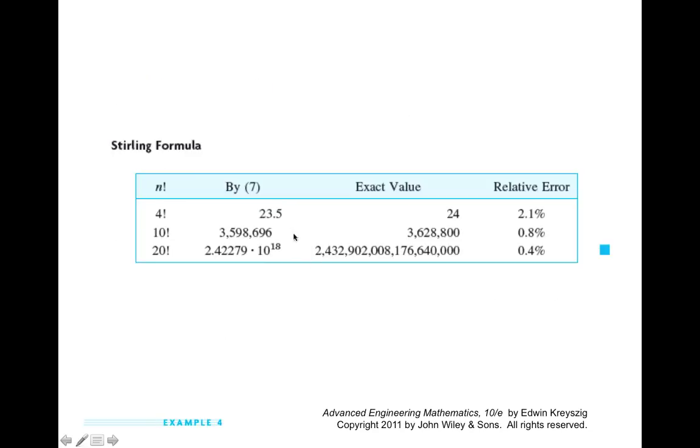So here's some comparisons of our exact formula and Stirling's formula. And as you can see, the larger the value of n becomes, the smaller the error in calculation.